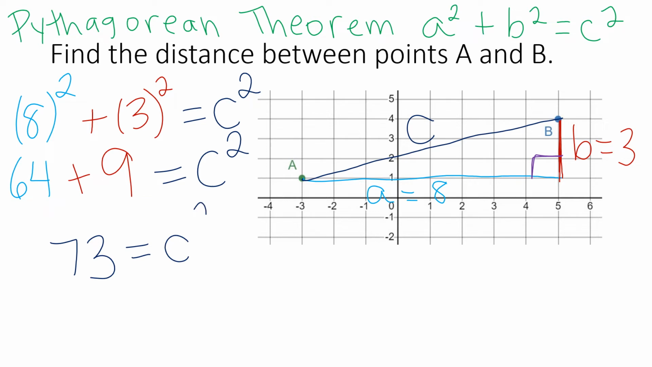That equals c squared. However, we want to know the distance from A to B, which is plain c, not c squared. So we have to do the inverse, which is taking the square root of c squared and 73 in order to find our value for c. So we have the square root of 73 is equal to c.